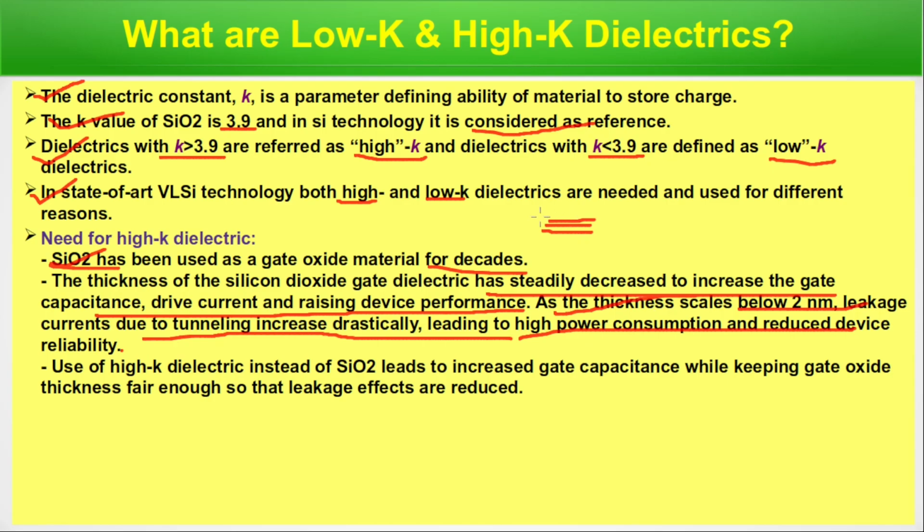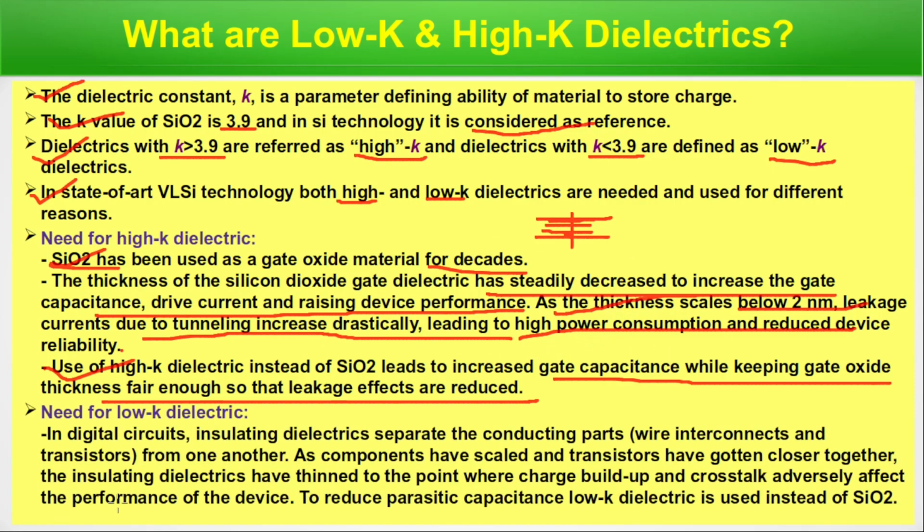Dielectric is there to create a parallel plate capacitor. Ideally, there should not be any kind of current conduction. Use of High-K dielectric instead of silicon dioxide leads to increased gate capacitance while keeping gate oxide thickness fair enough so that leakage effects are reduced. K value is higher, so to get the same amount of charge, we do not need to make this High-K dielectric so thin. So the rise of tunneling can be avoided.